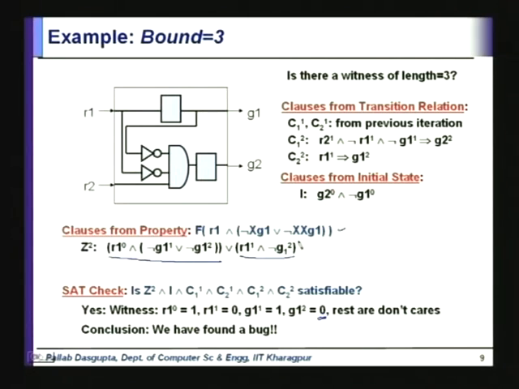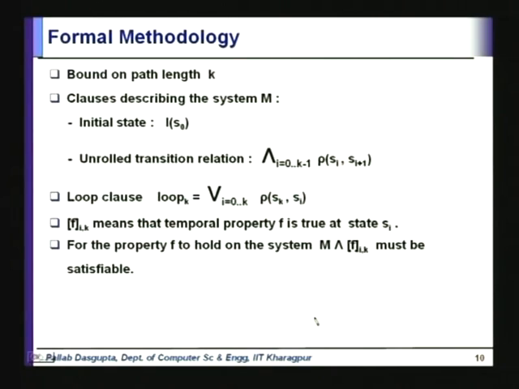Now, what is the formal methodology? The formal methodology is that we have a bound on path length k, we have clauses describing the system M, which has the initial state clauses which describe the initial state, they are Boolean clauses, and then we have the unrolled transition relation, the clauses derived out of the transition relation. And then there is an interesting thing, we need a loop clause.